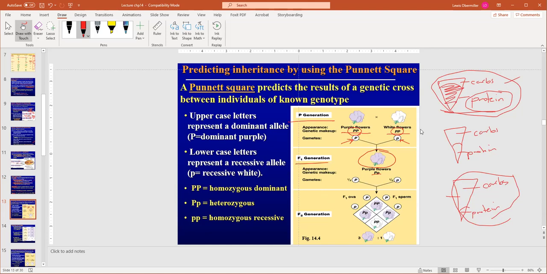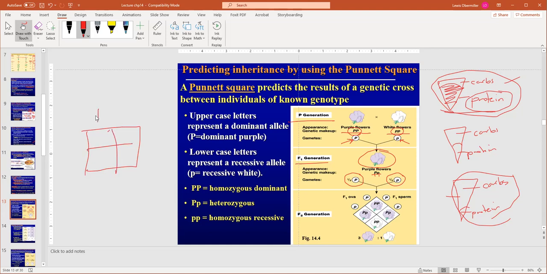That's the first generation. Now half of the gametes it makes are going to be big P, and half of the gametes it makes are going to be little p. And so we can put that on a Punnett square, which is like this.